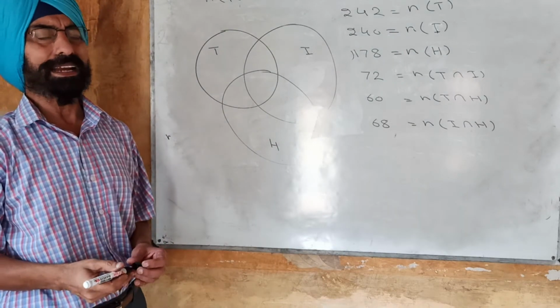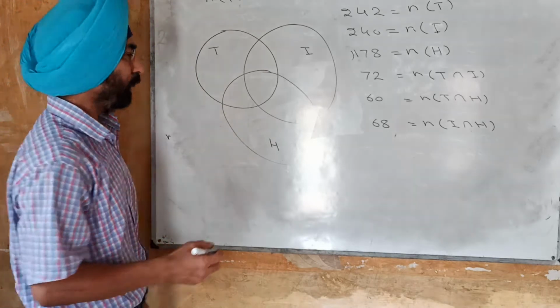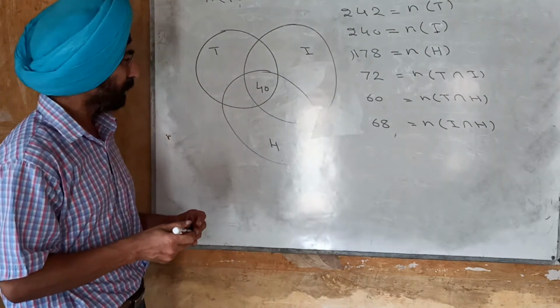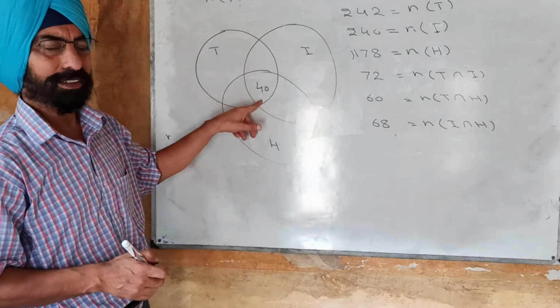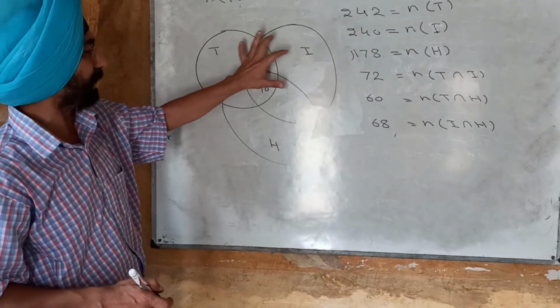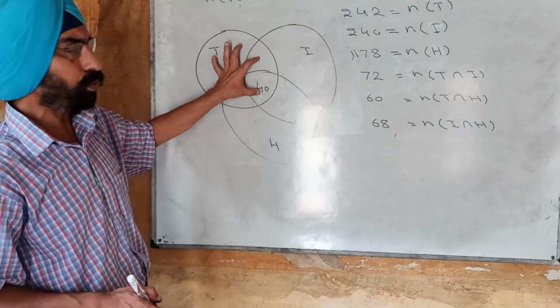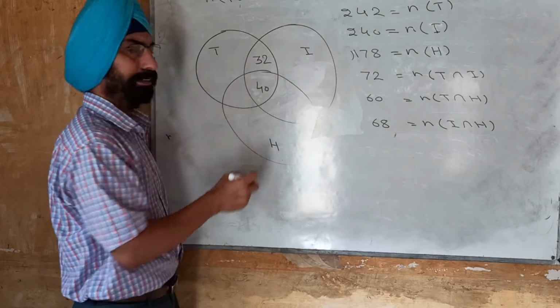Now I have the number of members who read all the three newspapers, that is 40. So I am starting from here. It is 40 here because this portion is common to T, I and H. This is the portion that is T intersection I, and T intersection I is 72. Out of 72, 40 is here, the rest 32 will be here.